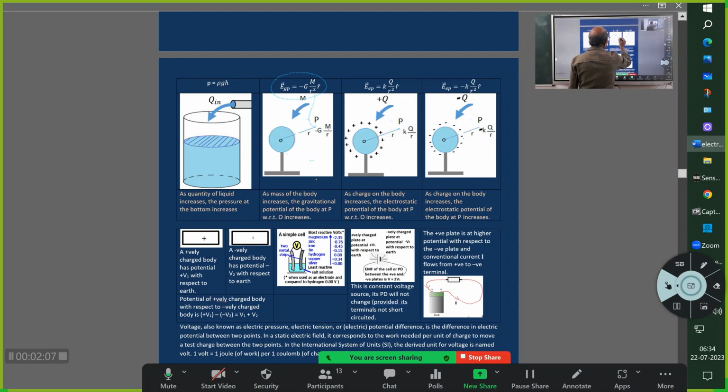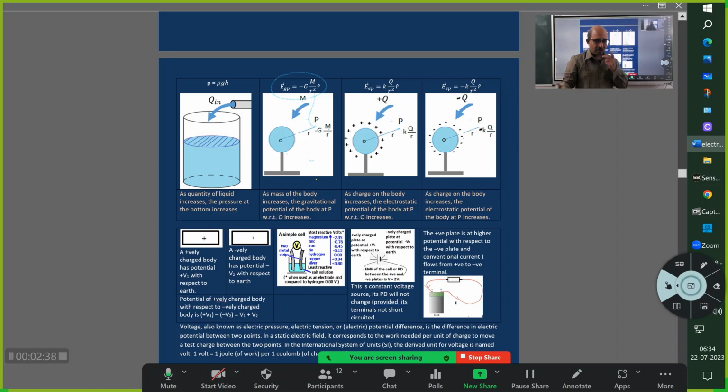A charge here will experience electric force, right? And at the same time, this charge will also have potential energy. See, this body here has got both. If I leave my hand, it starts accelerating. That means there is gravitational force. At the same time, since I have done work against gravity to bring it to this point, it has also got potential energy.